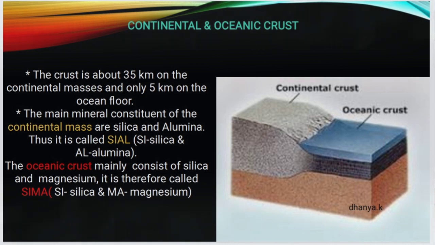The main mineral constituents of continental crust are silica and alumina. Thus, it is called Sial. The oceanic crust mainly consists of silica and magnesium. Therefore, it is called Sima.